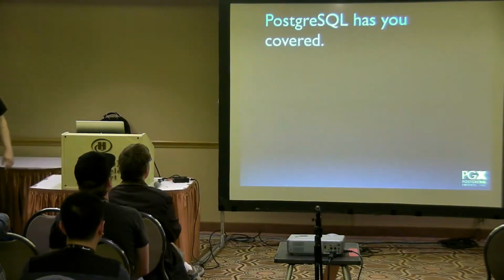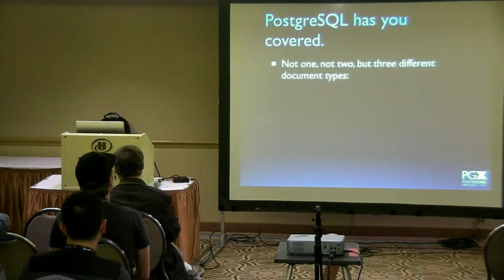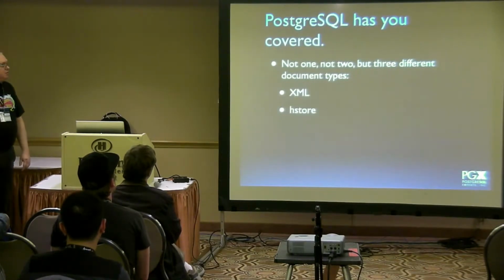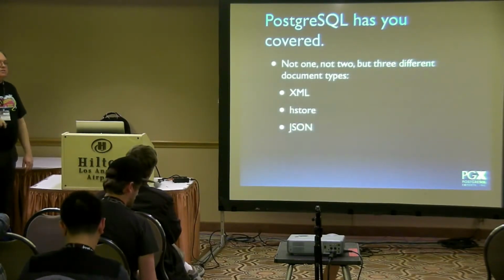The good news is we've got all sorts of ways of storing this kind of stuff. We have three separate types. We have XML, hstore, and we have JSON. This talk is as of 9.2.